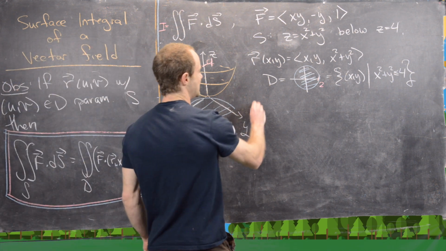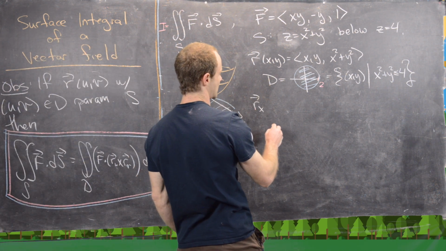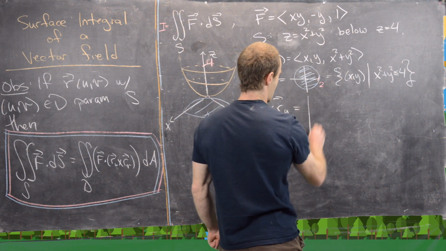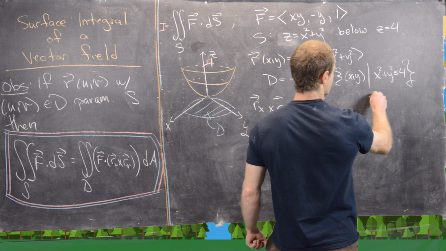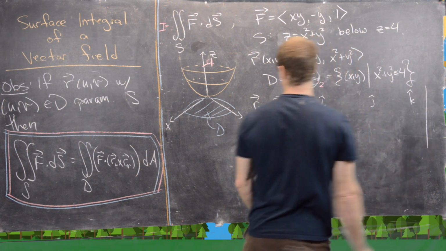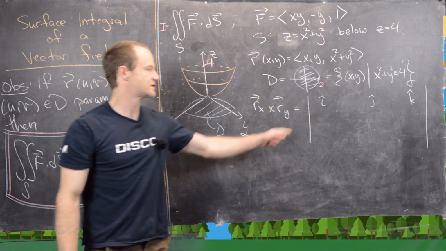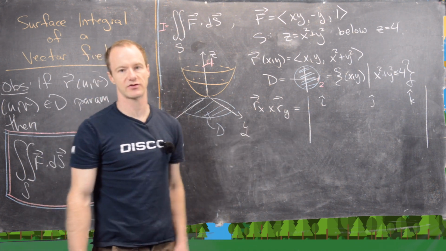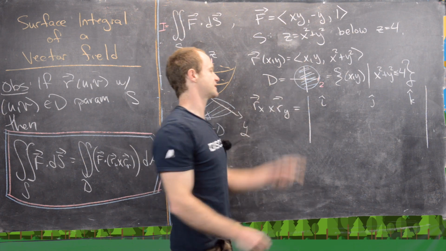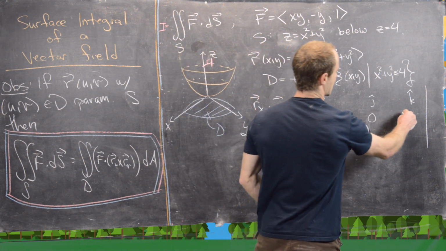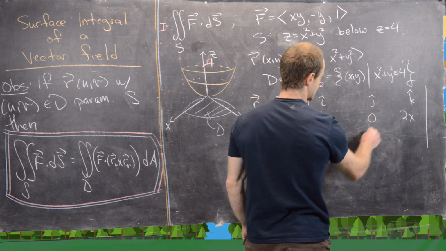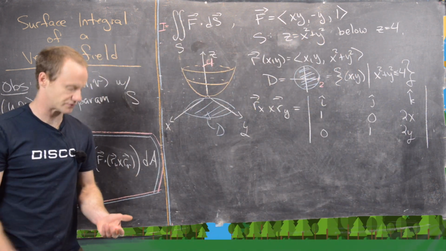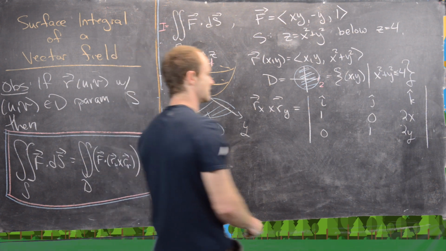Okay, so we need to go ahead and calculate r_x cross r_y. So let's see what we can get for that. In the i component, the j component, and the k component, let's just do this as we do it. So we'll have r_x in the second row, r_y in the third row. So the derivative of this with respect to x is 1, 0, and then 2x. And then similarly 0, 1, and then 2y. So it's nice, easy partial derivatives. Now let's see what we get for that.